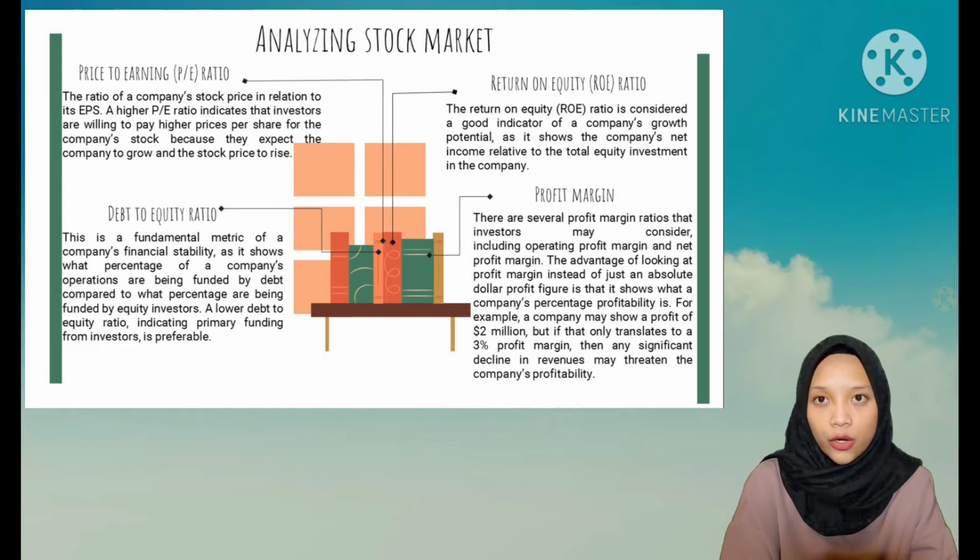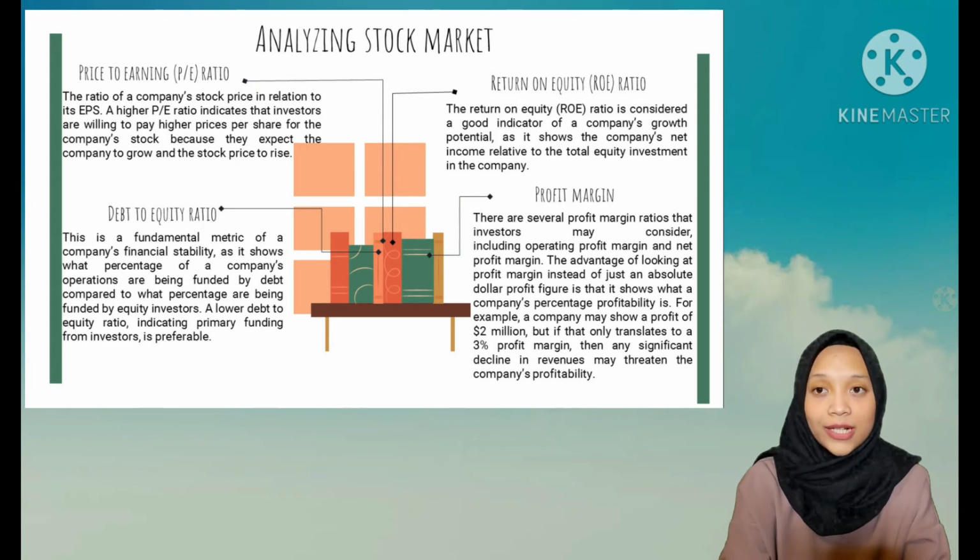Number 2 is return on equity ratio. Return on equity ratio is considered a good indicator of a company's growth potential as it shows the company's net income relative to the total equity investment in the company. Number 3 is debt to equity ratio. This is a fundamental metric of company financial stability as it shows what percent of company's operations are being funded by debt compared to what percent are being funded by equity investors. A lower debt to equity ratio indicating primary funding from investors is preferable.